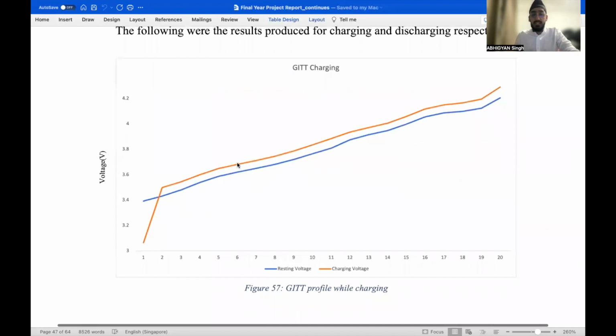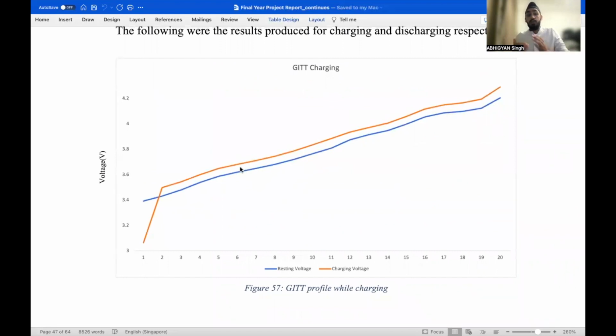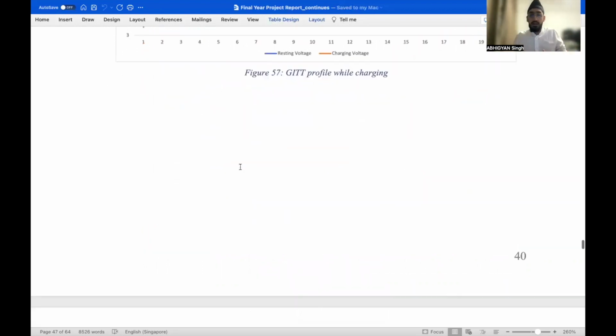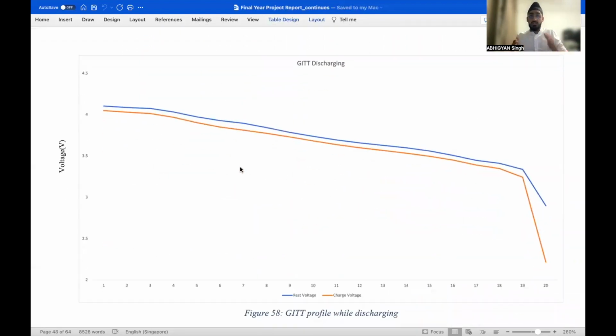We can clearly see that there is a gap between the charging OCV and the rest OCV. And same for while discharging, we can see that there is a gap between the discharge OCV and the rest OCV.